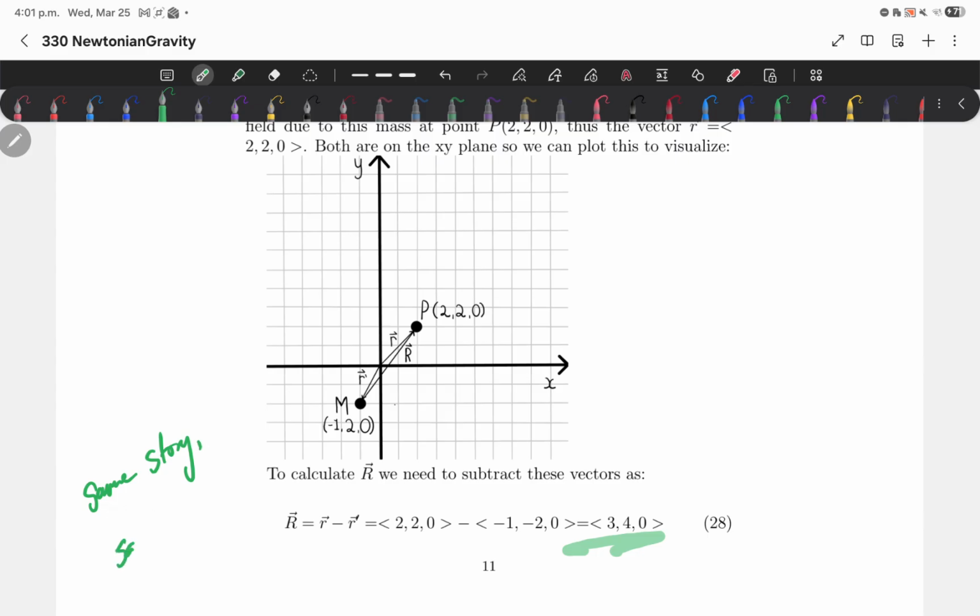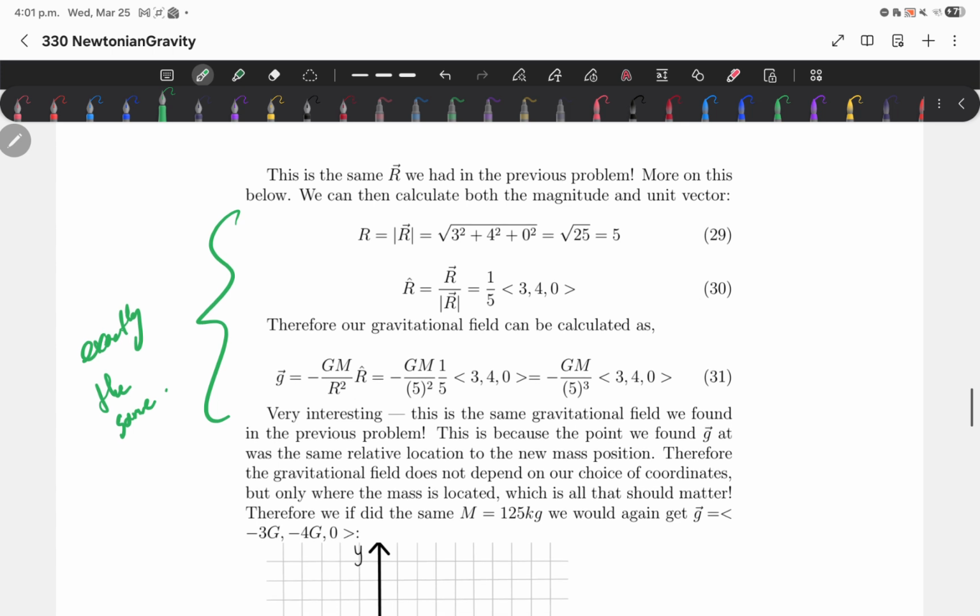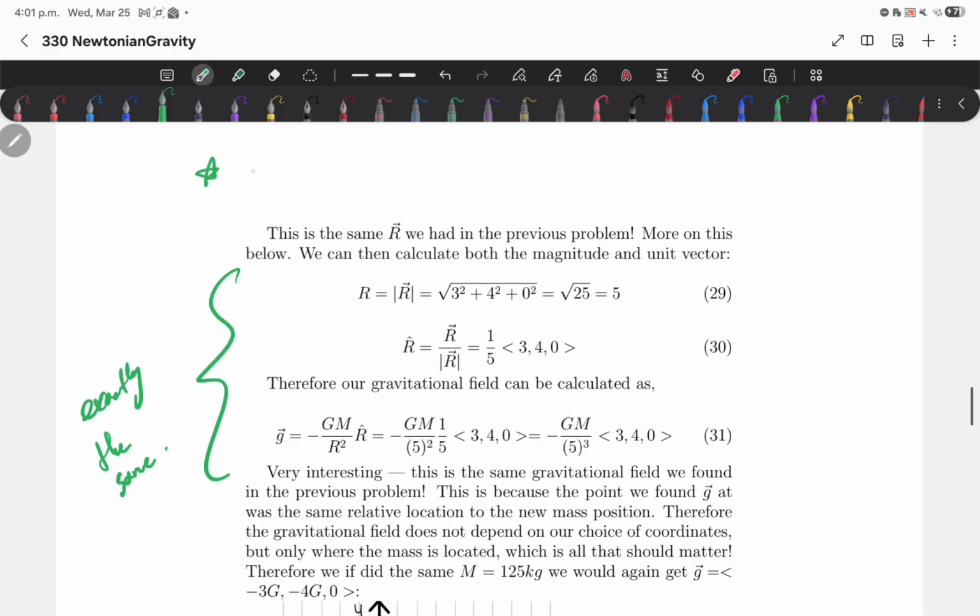So we take these new r vectors for our locations, like 2, 2, 0 here for point P, and we redo the problem. We get the exact same big R vector, 3, 4, 0, same magnitude 5, same R hat, same G. Everything is the exact same. This emphasizes the point, moving the origin does not change the physics, which it shouldn't, right? It should not change what actually happens physically when we move an origin from one location to another.